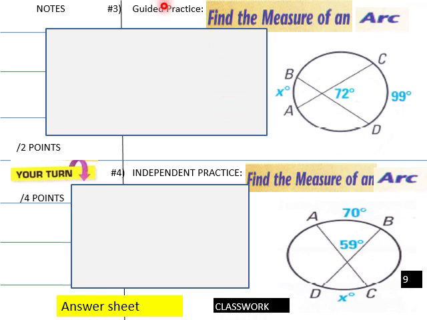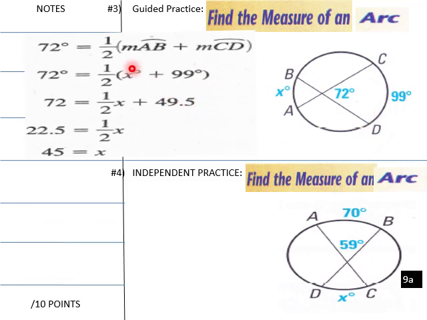Now let's go to our next guided practice. Find the measure of the arc. We have our angle measure here of 72 degrees. And then we have an arc measure here of 99. So how would we find that? By using our 11.10, 72 degrees here equals 1/2 of the measure of AB. We don't know what that is. And then CD we do. So 72 equals 1/2 of x degrees plus 99 degrees. 72 equals 1/2 x plus 49.5 because we multiply through here. And 1/2 of 99 is 49.5.